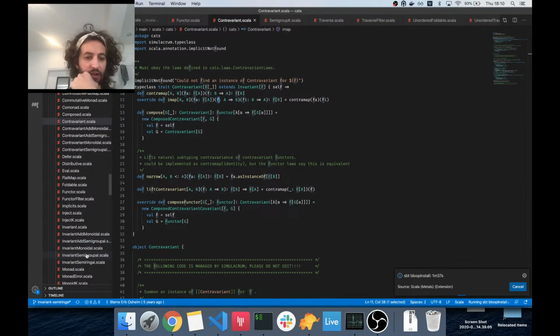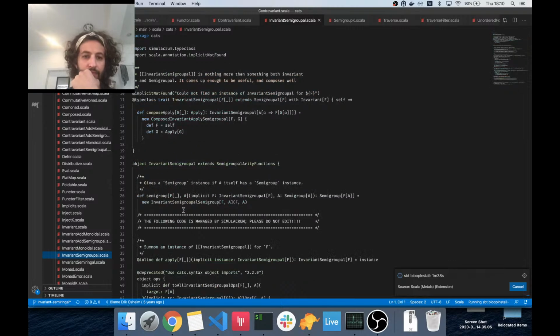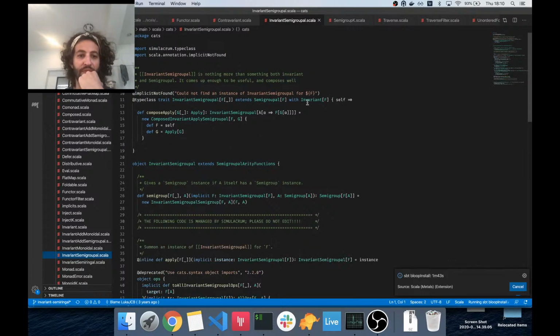Right, so invariant semigroupal just extends semigroupal with invariant, doesn't really add anything. You can compose it with apply. But these things really come in handy when you have to write things like codecs. So like most of the types we encounter in quote-unquote real life are covariant, right? Like list, like IO, like map, or I don't know, vector, option, either. Pretty much all of them, they're all covariant.